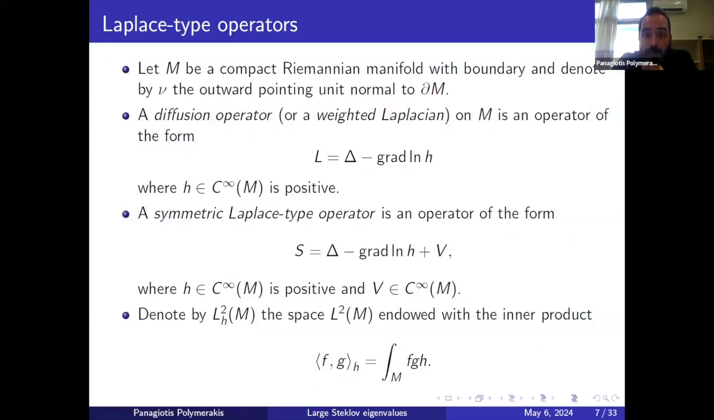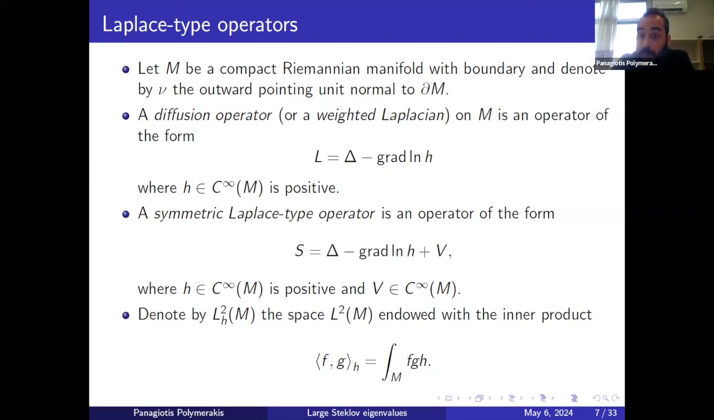So let's begin by briefly recalling a few things on Laplace type operators. Let M be a compact Riemannian manifold with boundary, denoted by η the outward pointing normal to the boundary. A diffusion operator on M is an operator of the form Laplacian minus gradient of ln of a positive smooth function h. By this we mean that given a smooth function f, L on f is the Laplacian of f minus the inner product of this vector field with the gradient of f.